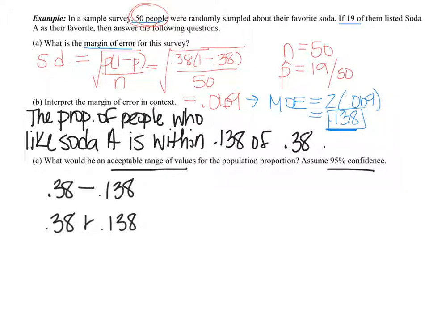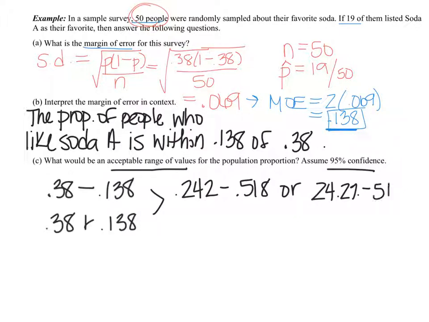So when I did that, I got 0.242 to 0.518. So I'm fine with you just writing it out like this. You can also convert this to percents. So you could say 24.2% to 51.8%. We can only do that on this particular example because it's about a sample proportion, not a sample mean.